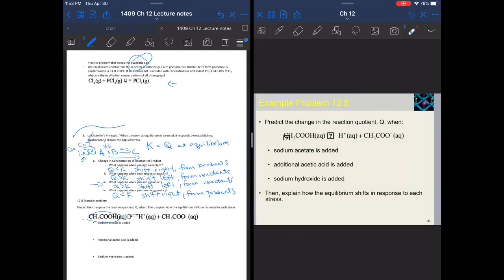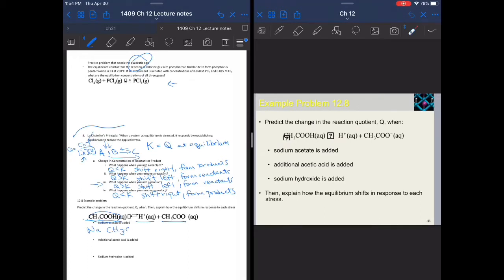Let's work through this practice problem. We're looking at acetic acid and water. Acetic acid is a weak acid, and so in water at any given time, you will have the neutral molecule, H plus, and acetate ion. What's going to happen to that equilibrium if we add sodium acetate?